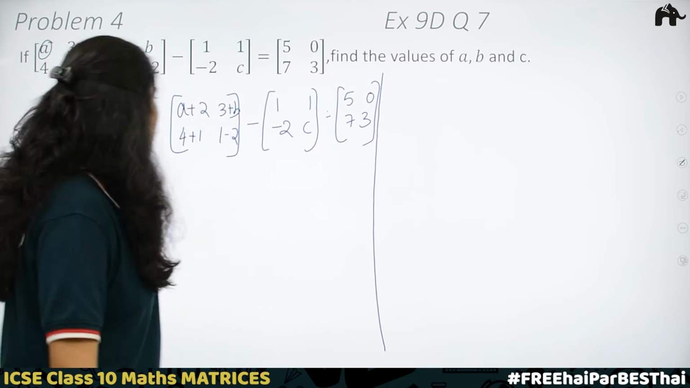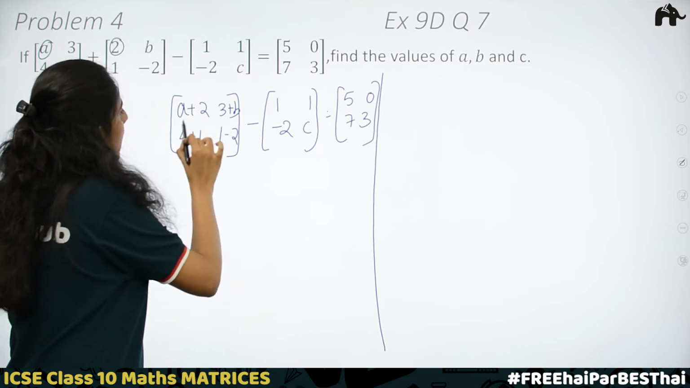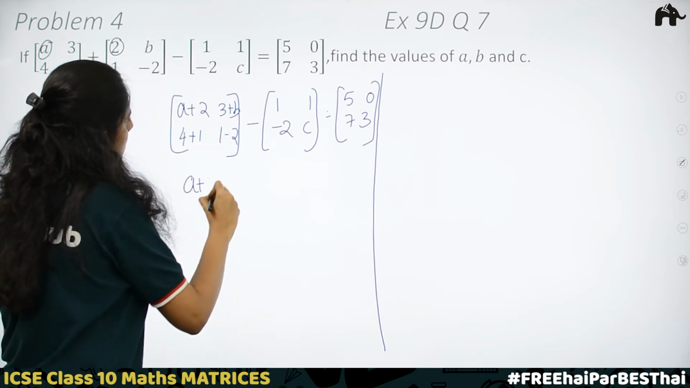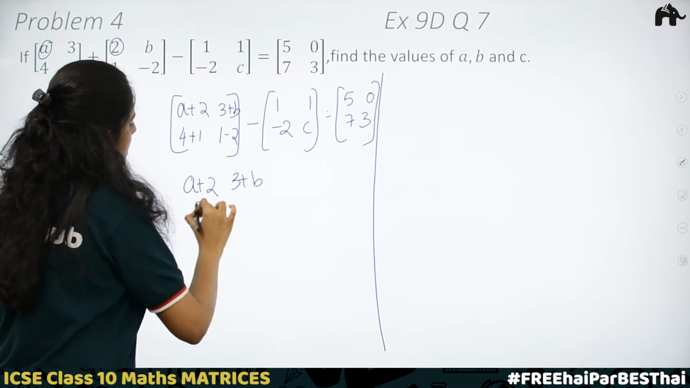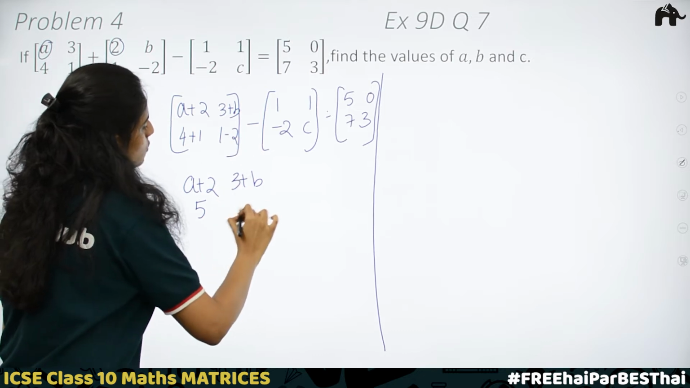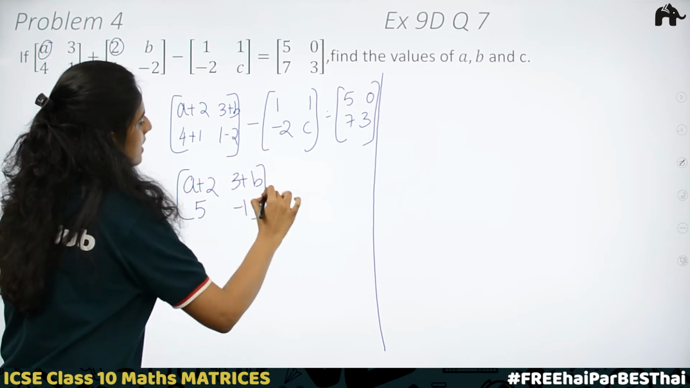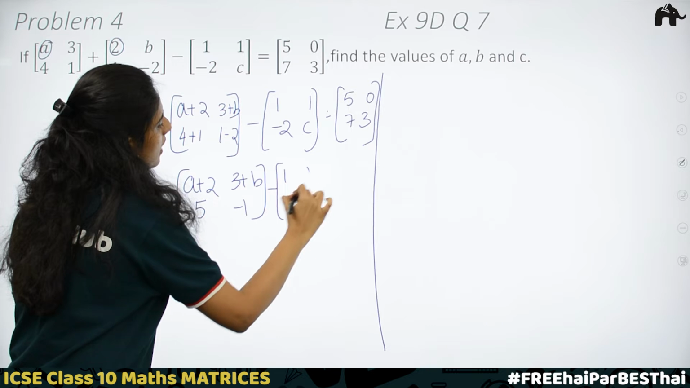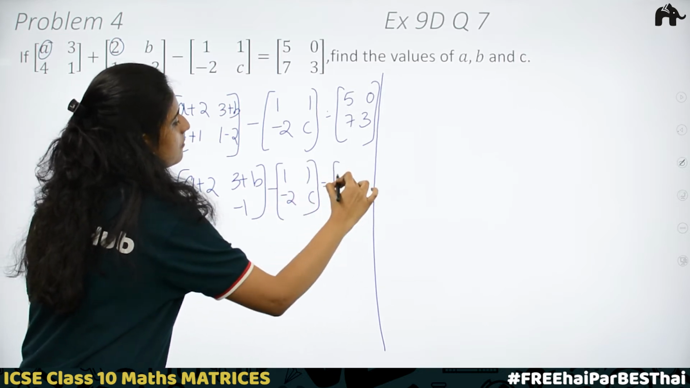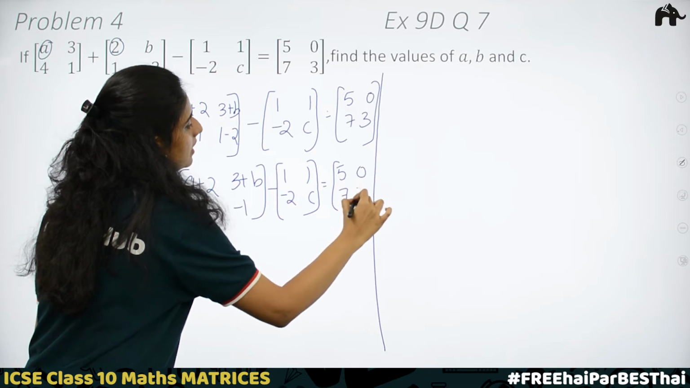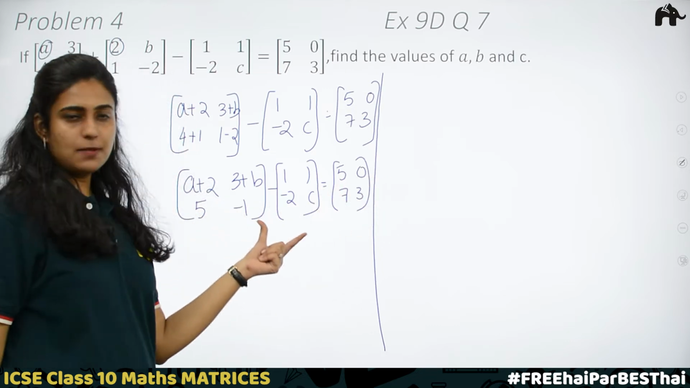Okay. That is A plus 2, 3 plus B, 4 plus 1 is 5, 1 minus 2 is minus 1. Subtract 1 minus 2 C. Then you will be getting 5 0 7 3. We will perform the subtraction now.